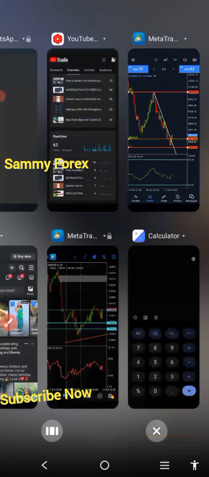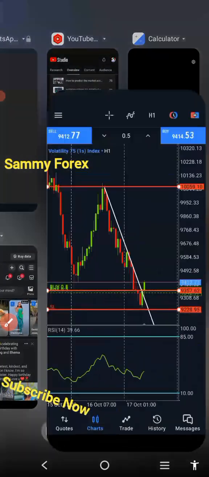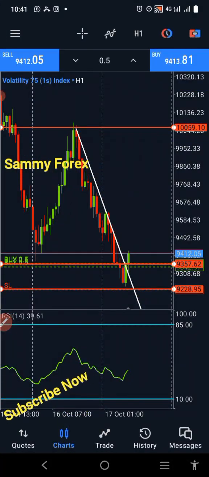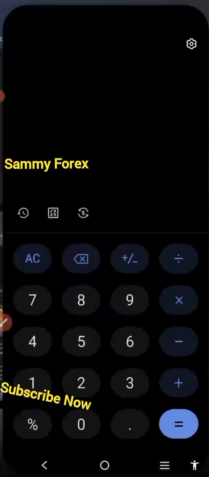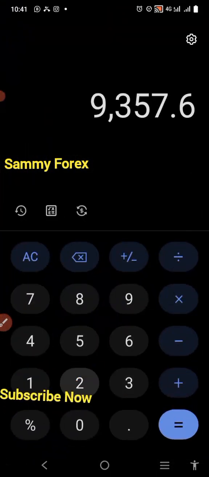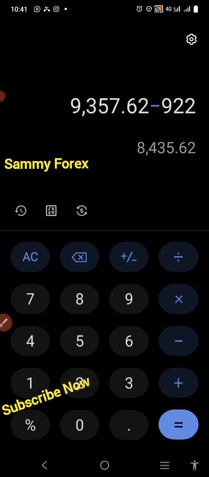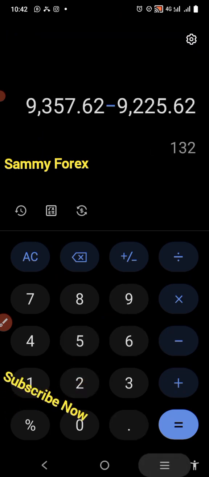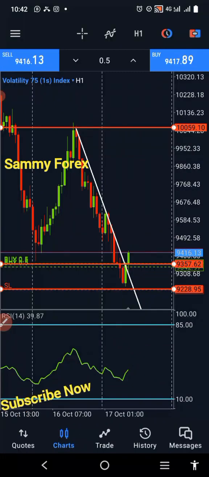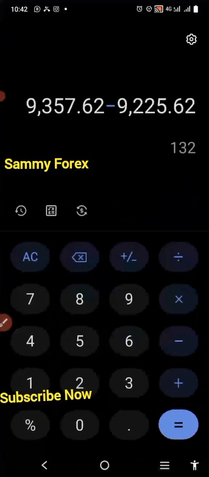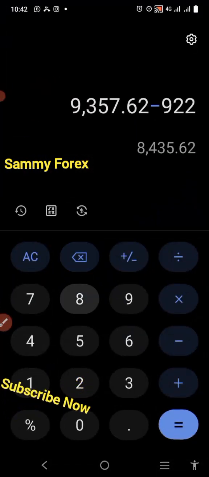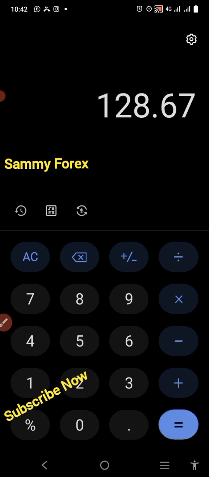Okay, let me use my calculator right now. What was the entry price? 9357.62 minus 9228.95. This is it, the number of pips between the entry and the stop loss.